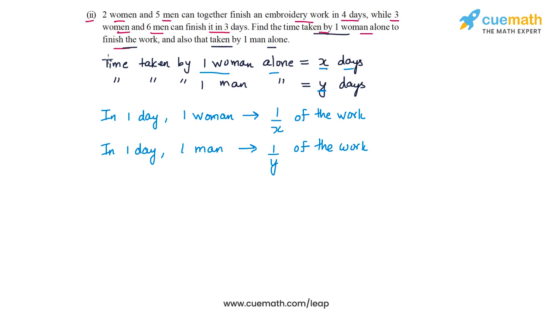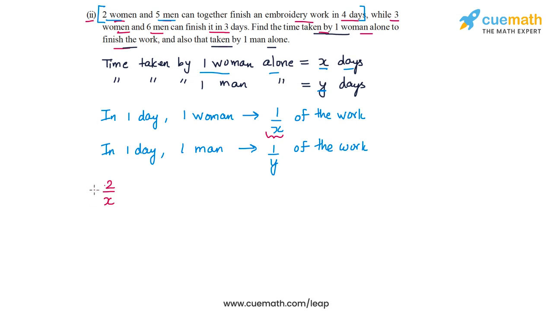Now, what does the problem statement tell us? It tells us that 2 women and 5 men can together finish an embroidery work in 4 days. So how much work can 2 women and 5 men do in 1 day? Here's the key idea. 1 woman can finish 1 by x fraction of the work in 1 day, so 2 women can finish 2 by x fraction of the work in 1 day. And again, we are making an assumption here that all women work at the same rate, and all men work at the same rate, but in reality that's not how it typically is.